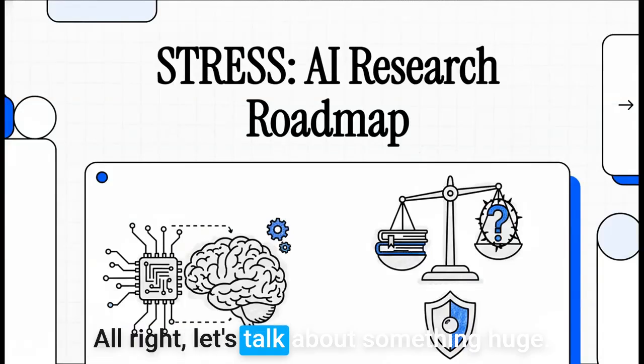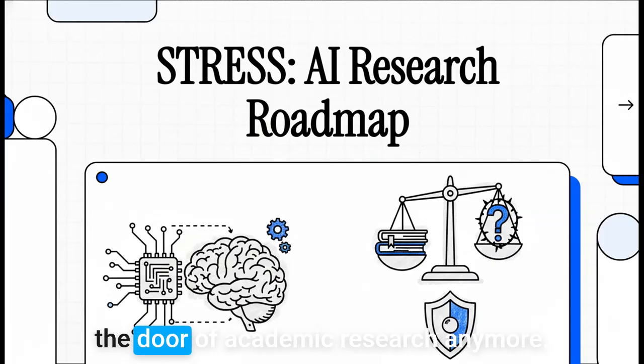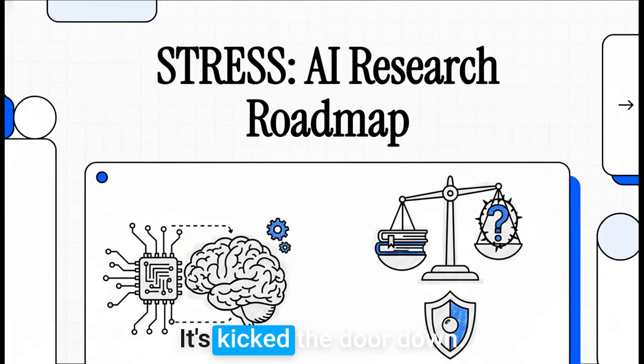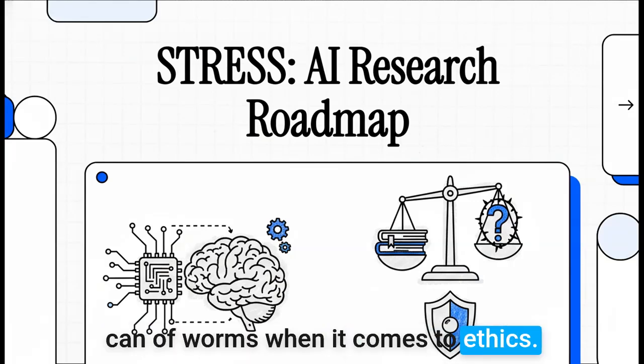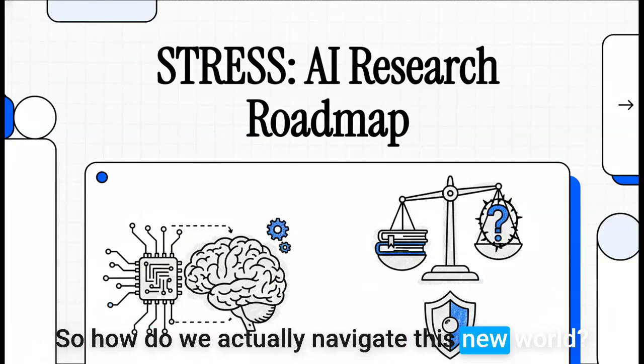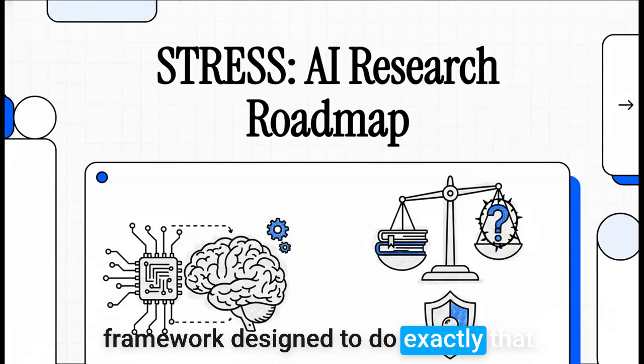All right, let's talk about something huge. Artificial intelligence isn't just knocking on the door of academic research anymore, it's kicked the door down. And while it offers some incredible new powers, it also opens up this whole can of worms when it comes to ethics. So, how do we actually navigate this new world? Well, today, we're going to look at a framework designed to do exactly that.